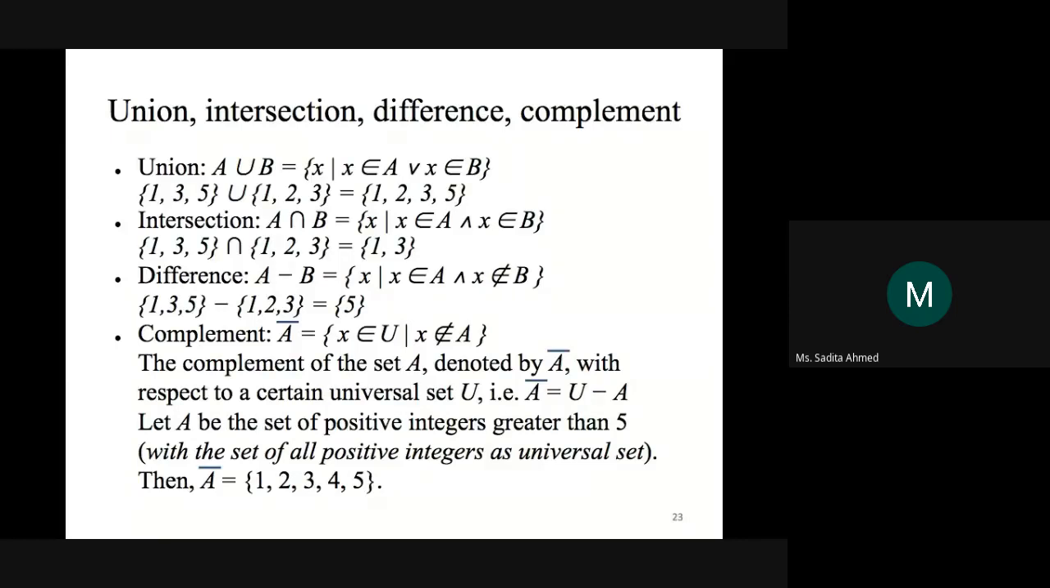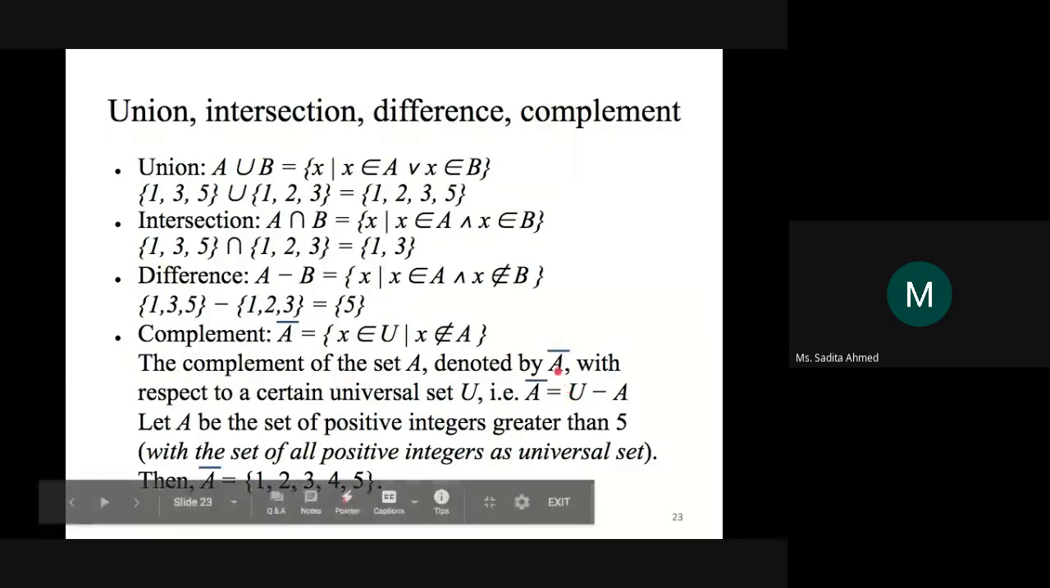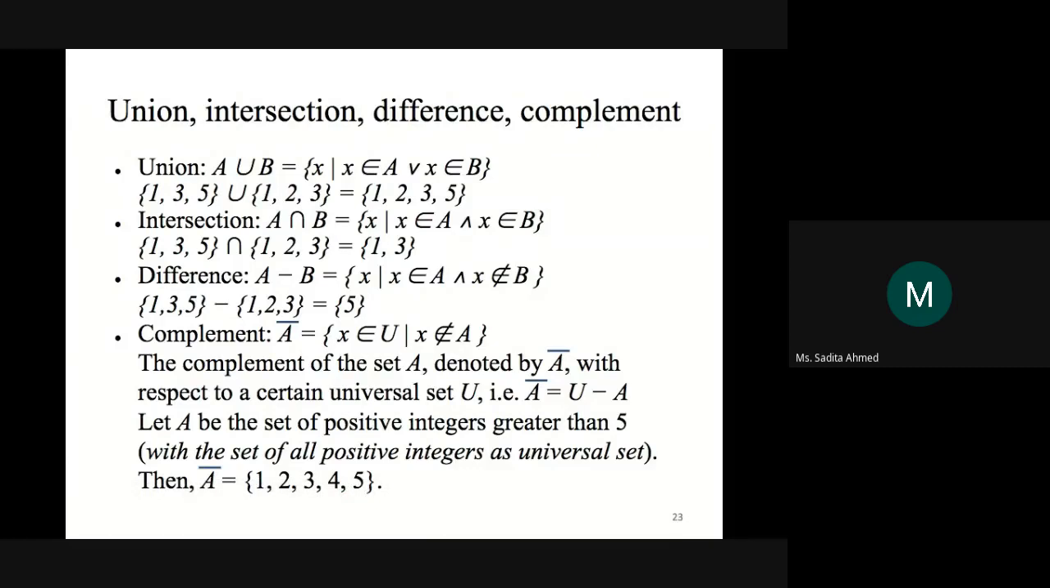Now, since we know the value of the universal set by default, the complement of A would be the set that contains all elements of the universal set, except for the elements that belong to the set A.